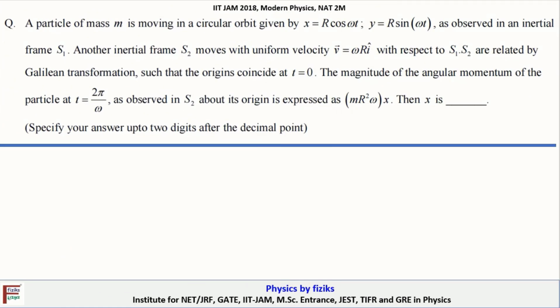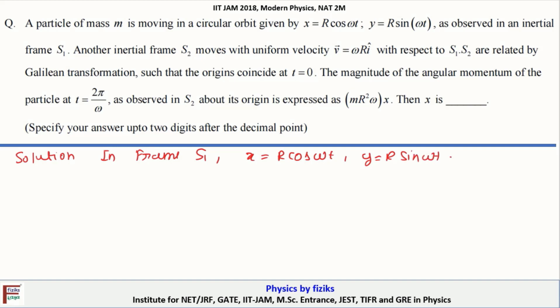A particle of mass m is moving in a circular orbit given by x equals r cos ωt, y equals r sin ωt as observed in an inertial frame S1. Solution: in frame S1, x equals r cos ωt and y equals r sin ωt.